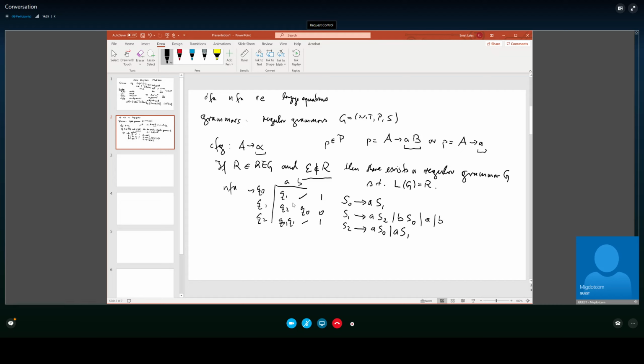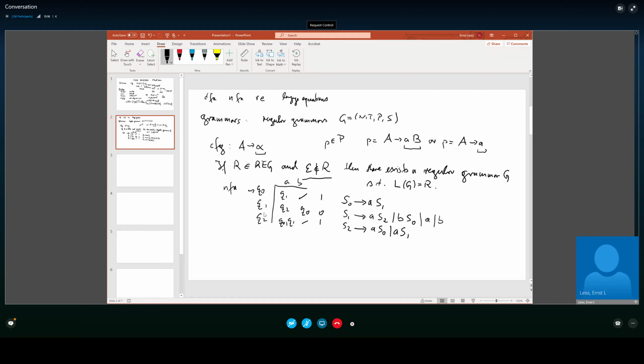And in this situation, S1, because it doesn't have an accepting state. Well, that's not the issue. The issue is that Q1 can go to Q2, and Q2 is accepting. And so that means if I want to say S1 goes to A S2, well, the S2 means I have to do something with the S2. But I don't want to, because I'm taking the transition Q1 to Q2, and I'm going to stop there. So I need S1 goes to A.